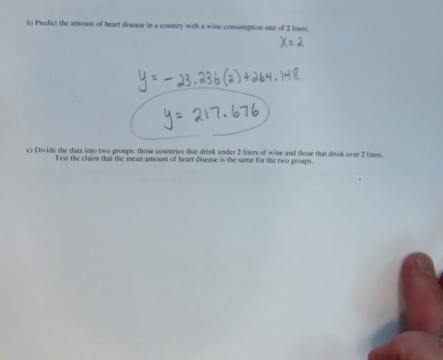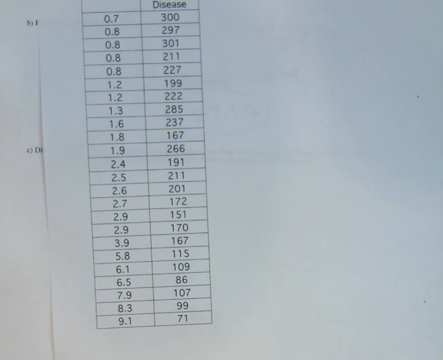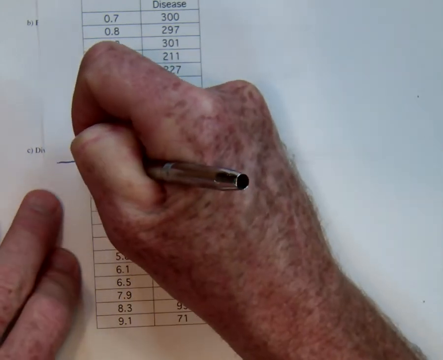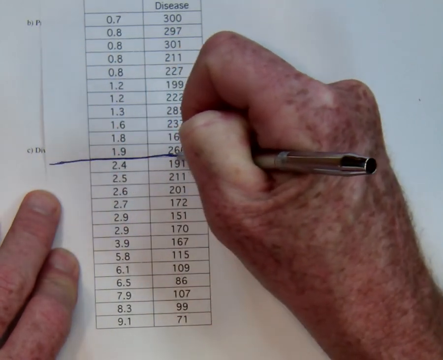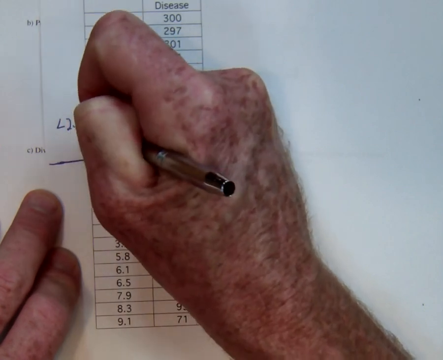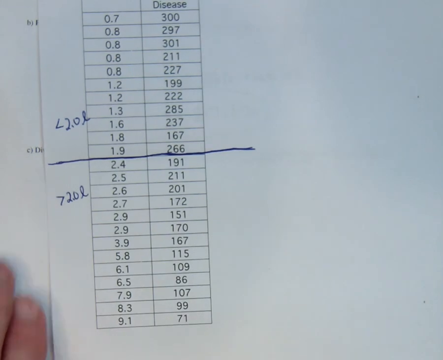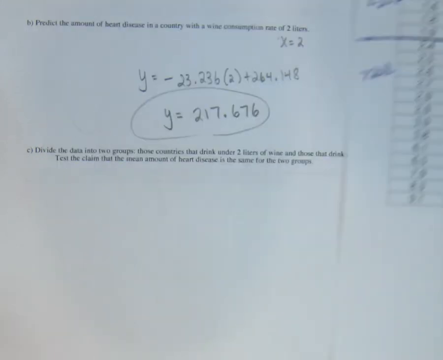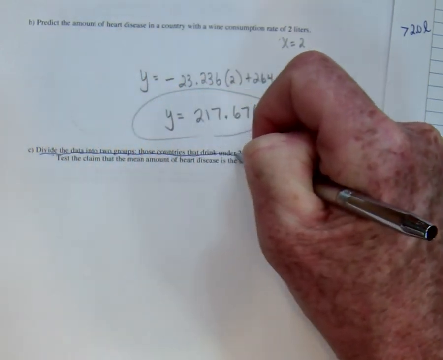Okay, so moving on. Divide those that drink under 2 liters and those that drink over 2 liters. Well, lucky for us, this thing is in order because then the cutoff is right here. So these are the ones that have under 2.0 liters and these have over 2.0 liters. Okay, all I've done is this part. Divide the data into those two groups.